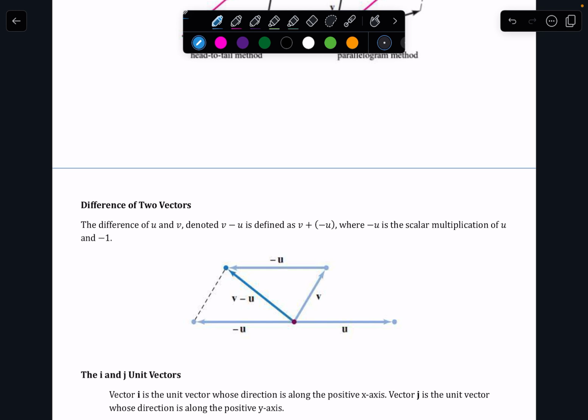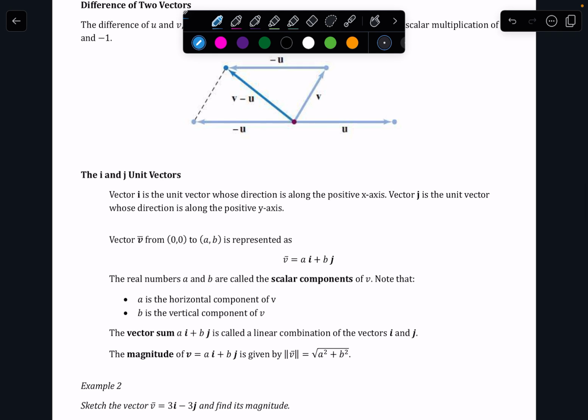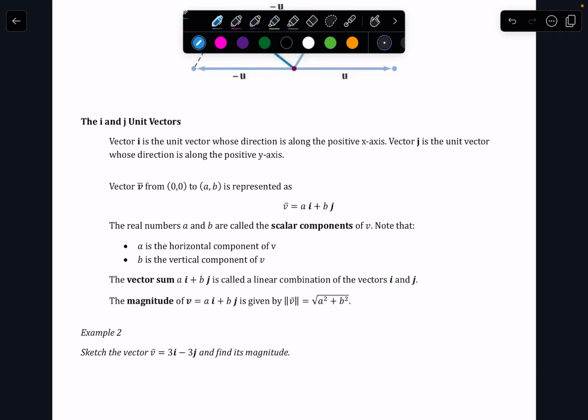Difference in two vectors, same thing, but you turn the vector that's being subtracted into the opposite direction, and then again use a parallelogram to find the resulting vector. Again, we've got vectors in the form of i and j, so the ij component of the vector. The i component is the horizontal component, the j component is the vertical component. So similar to an x-axis and a y-axis, the i portion is kind of like the x-axis, the j portion kind of like the y-axis.